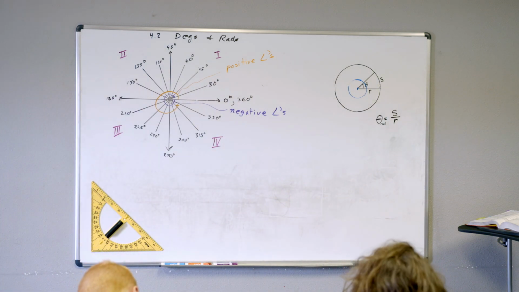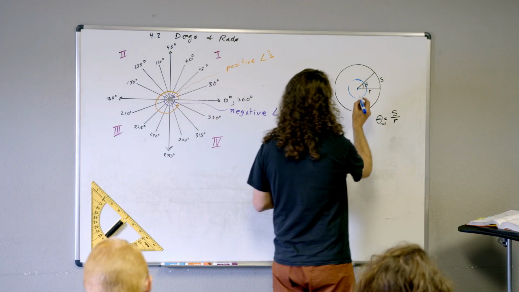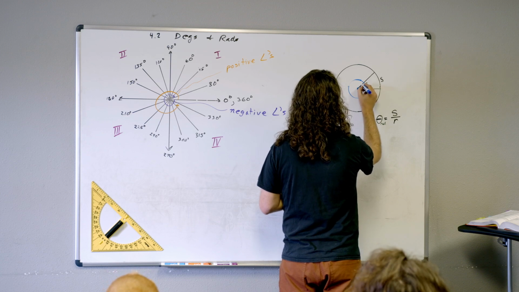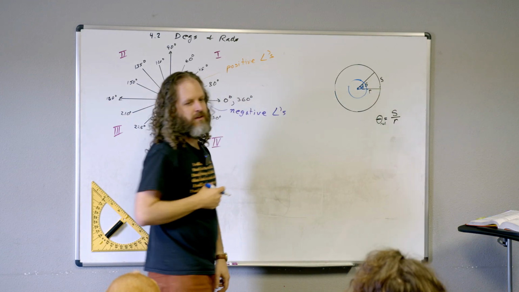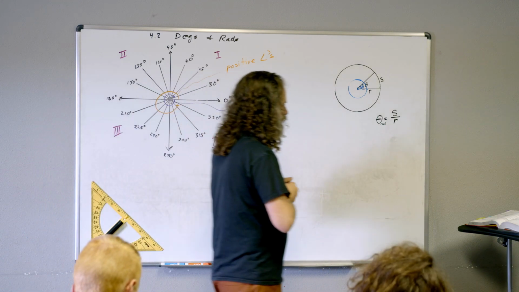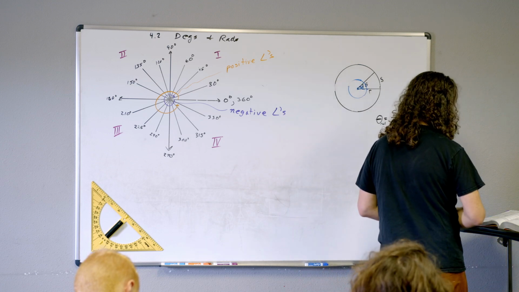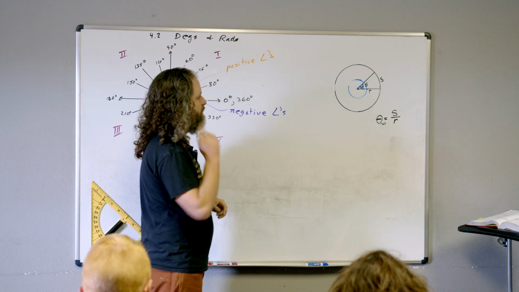It is a rather simple question. Does the angle change no matter how big or how small the circle is? No, it does not. So, let's see if we can convert between degrees and radians using a little thought experiment here.